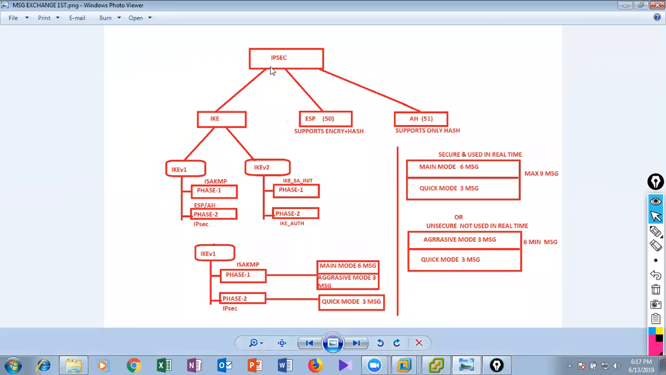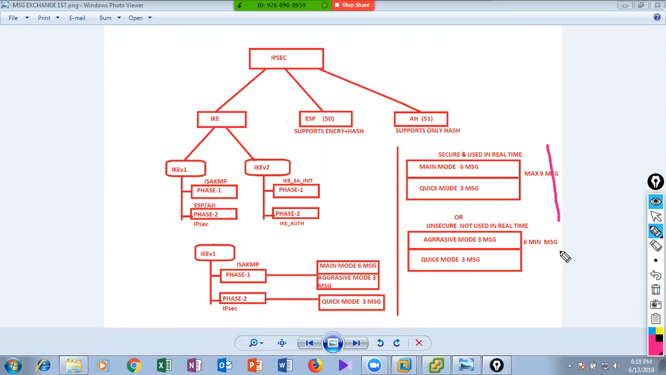Yesterday we completed IPsec. We understood that under IPsec we have IKE, ESP, and AH. We understood there are two versions of IKE, and they have two phases as well. So we understood IKEv1, with phase 1 and phase 2, and we understood main mode and aggressive mode, and quick mode as phase 2.